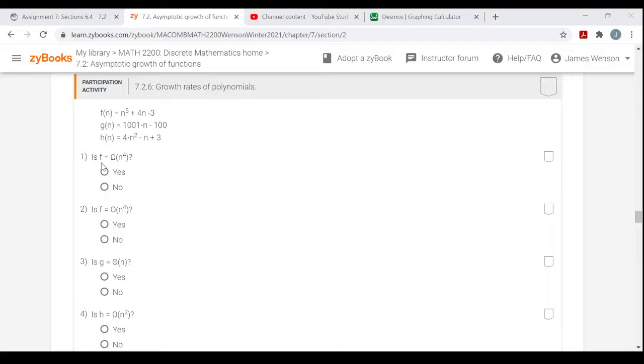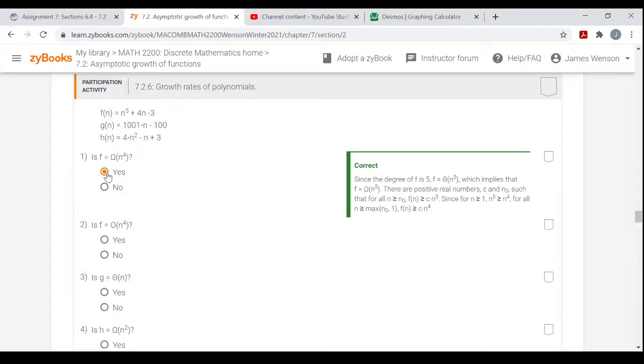So the first question is, is f omega of n to the fourth? So would some positive multiple of n to the fourth eventually be less than f, or is the growth rate of f higher than n to the fourth? Or is the growth rate of n to the fourth lower than f? Yes. Because f is degree 5, so this is true.